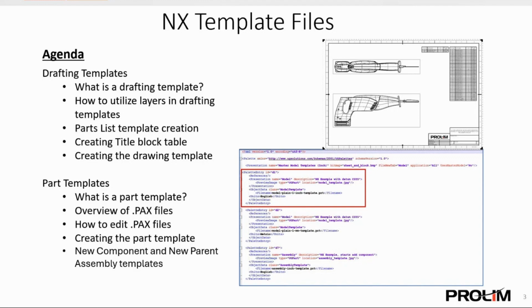Afterwards, I will go over part templates, where I will discuss what a part template is, what PAX files are and how to edit them, and how you can create the part template to show in the File New menu. Finally, I will go over how you can change your assembly preferences to choose the part template as a new component or new parent assembly.